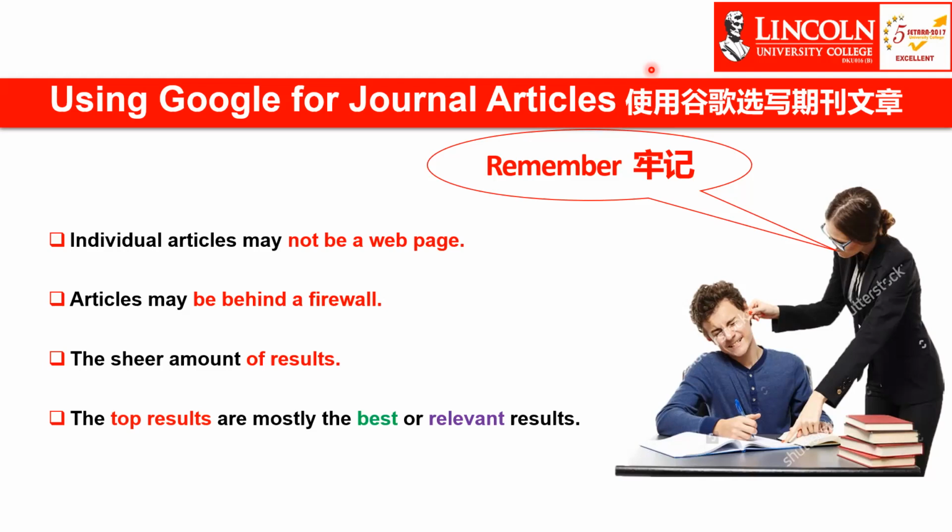Then always remember that the top results are mostly the best or relevant results, because the search engine will actually rank them according to the closeness to what you have searched, what you have entered into the search text box. Okay, so these are some of the points you need to remember whenever you are using Google to search for articles or research material.